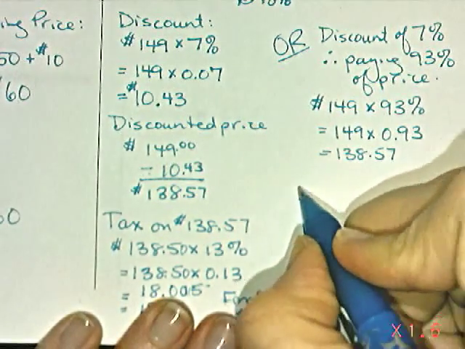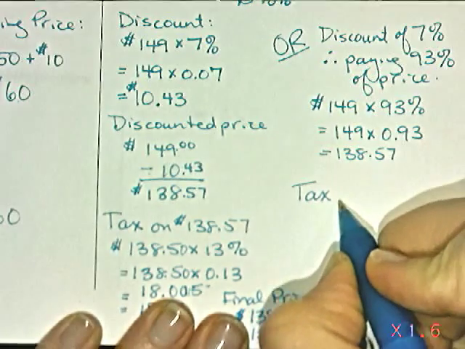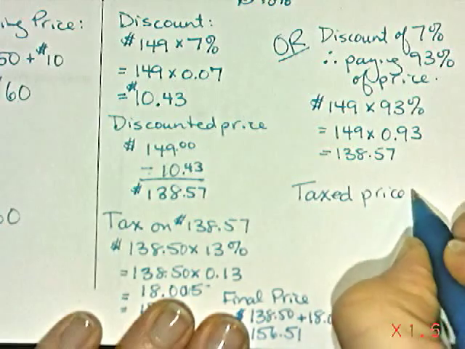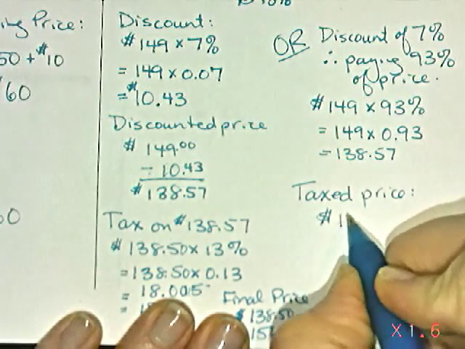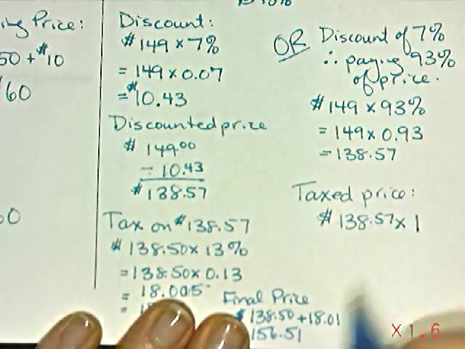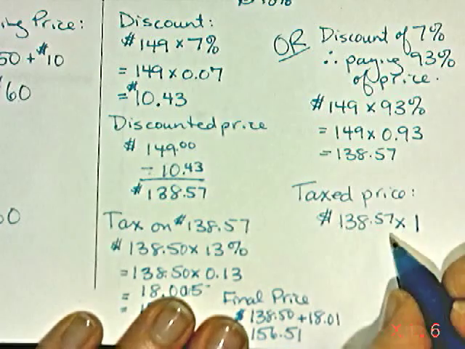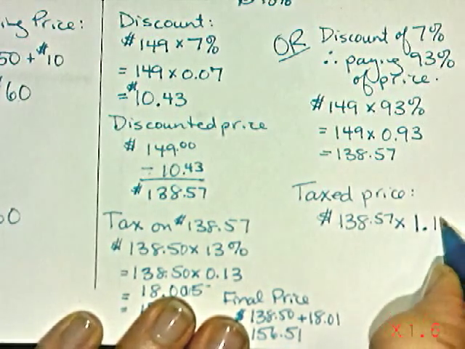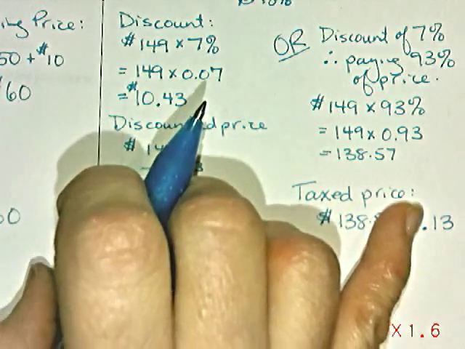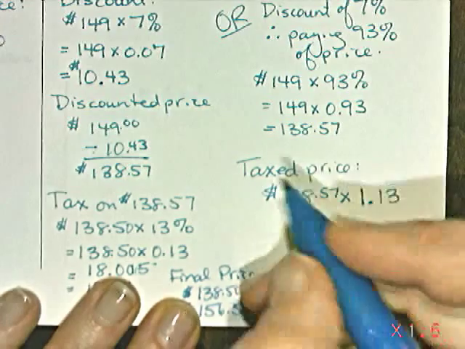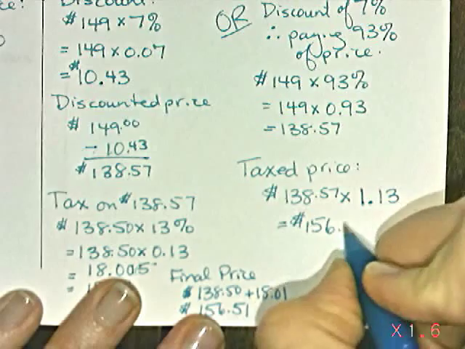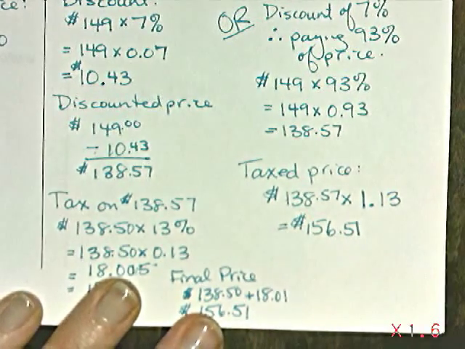And then my tax, I have my $138.57. Again, I'm going to multiply by 1 to get that $138.57 in my price, and I'm going to multiply by 0.13 to represent the 13% increase in taxes, and I will get to my $156.51 right away.